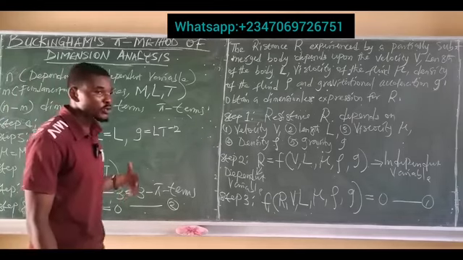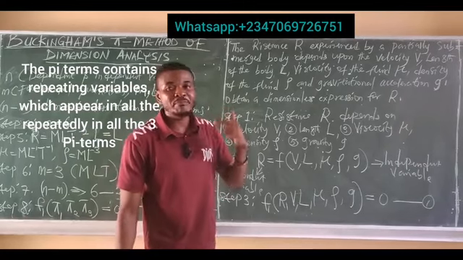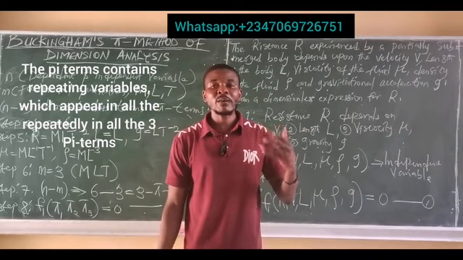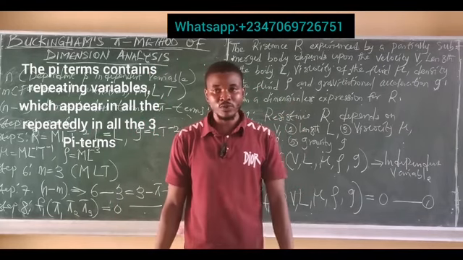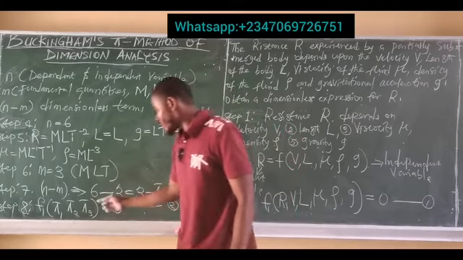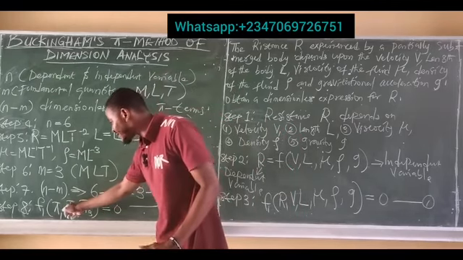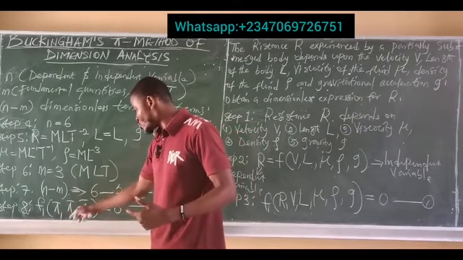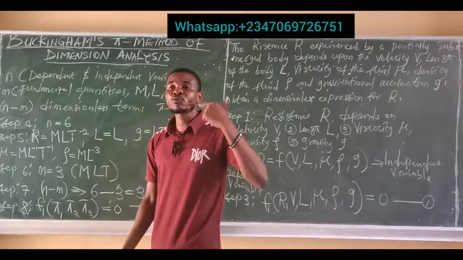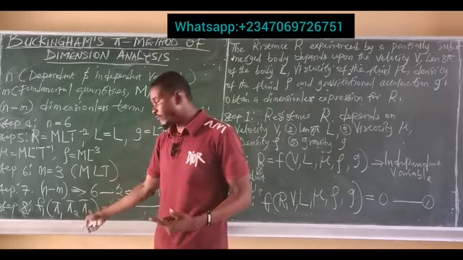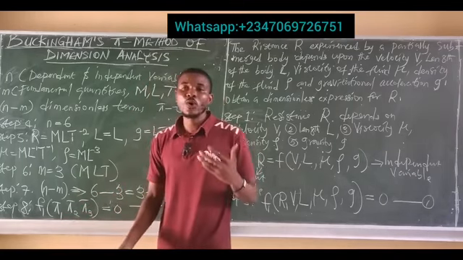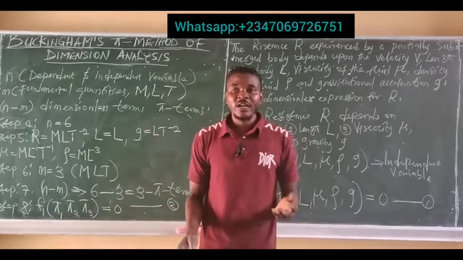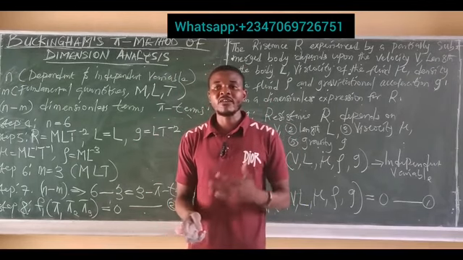Now, in these 3 different equations, we have what are called repeating variables. What are repeating variables? Repeating variables are those variables that occur repeatedly in all the 3 equations. So, for pi 1, I'm going to have those same variables. For pi 2, I will still have those same variables repeating. For pi 3, I will still have those same variables repeating. So they are simply called repeating variables. Now, how do you select or choose repeating variables?